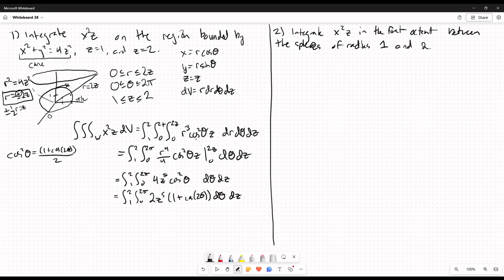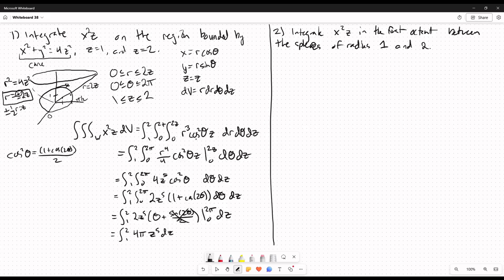I can treat this whole 2z to the fifth as a constant, and then just integrate what we have left. This 1 plus cosine of 2 theta is going to turn into theta plus sine of 2 theta over 2, evaluated from 0 to 2 pi dz. What we notice is that when I plug in 0, this part is 0, and when I plug in 2 pi, this part is 0. So that all goes away. Theta, on the other hand, is 2 pi at 2 pi and 0 at 0. So this will just all end up being 4 pi z to the fifth dz.